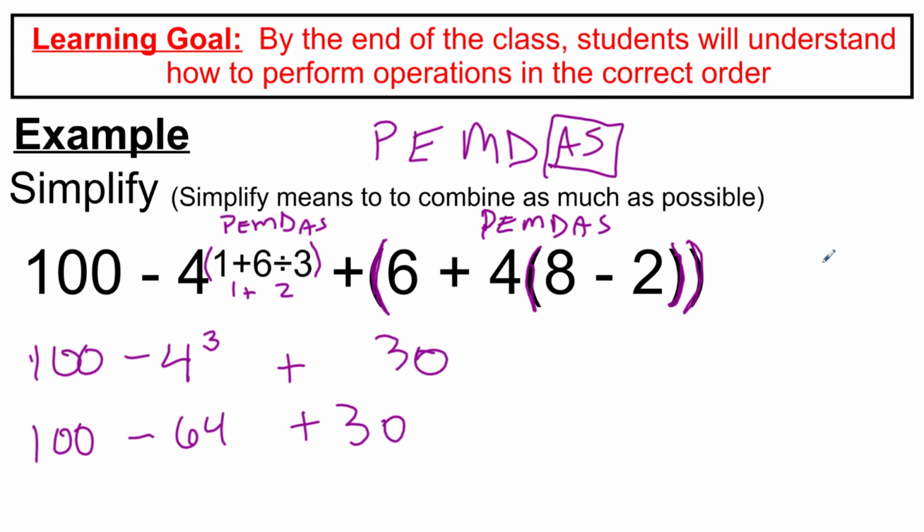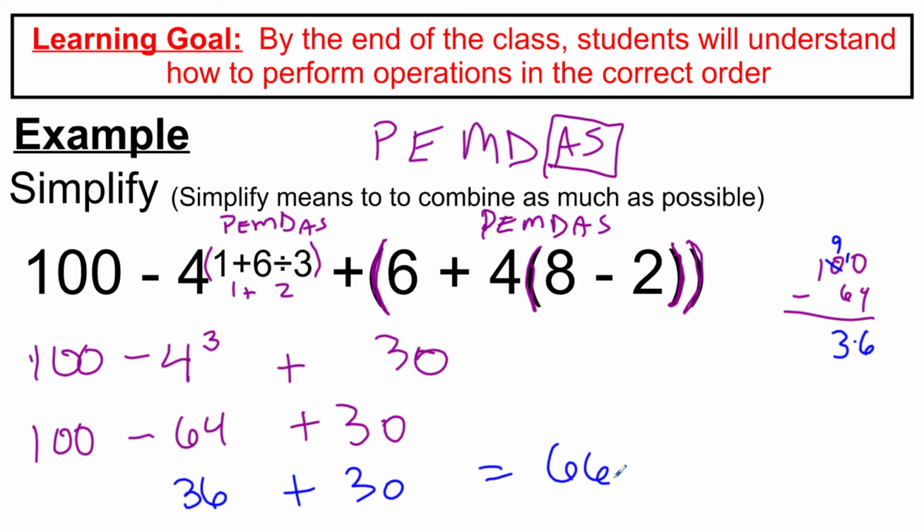So I'm going to first come over here and do 100 minus 64. Well, to do 100 minus 64, I need to borrow. Right, so from here, this is going to become a 9, and that's going to become a 1. So this says 10 minus 4 is 6, 9 minus 6 is 3. So this is going to become 36 plus 30, which is 66, and that's my final answer.